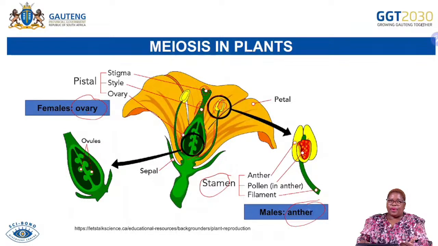Yes, you learned about the structure of the flower in grade 11. You know this part, the brightly colored part is the petal, then we have the sepals here. So for now, you need to know where it takes place: the anther and ovaries.